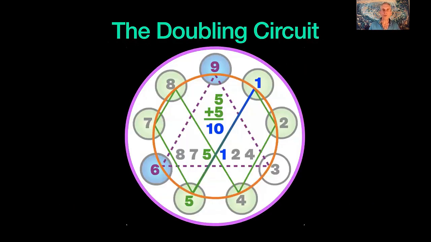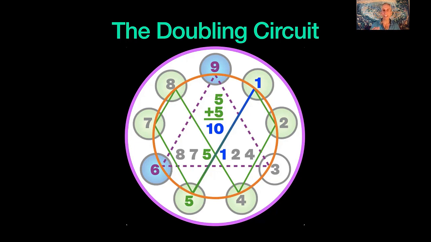So now I'm going to introduce you to something that falls out of vortex-based mathematics and the symbol of enlightenment, and that is called the doubling circuit. We start with the number 1 here highlighted in blue, and we double that number to get to the next number in the circuit, which would be the number 2. We double 2, takes us to 4. Then we double 4, that gets us to 8. And we double 8, and that gets 16.